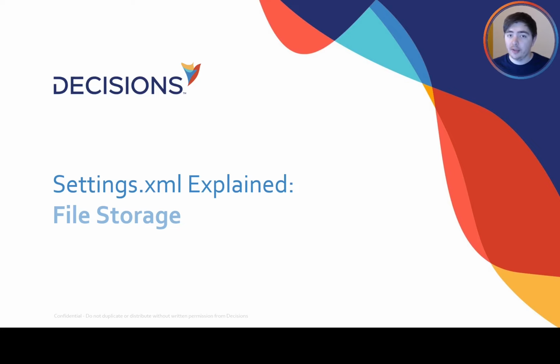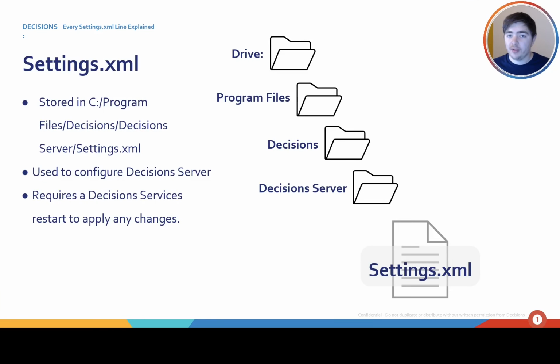So, before we get into that part, I want to mention that you can find the Settings.Xml typically on the environment in which you install Decisions. The default storage location is your local drive, Program Files, Decisions, Decisions Server, and then within there should be the Settings.Xml file. However, if you specified a different file storage location, or if you're running in a containerized environment, this location might be different. This is the Settings.Xml that we will be referencing throughout this video.